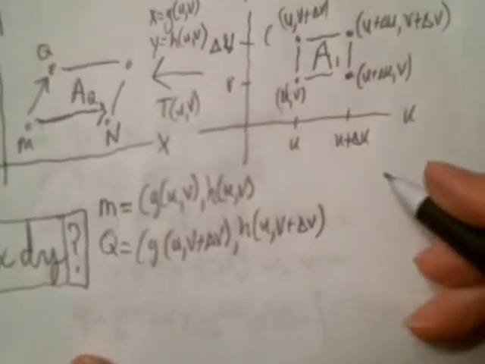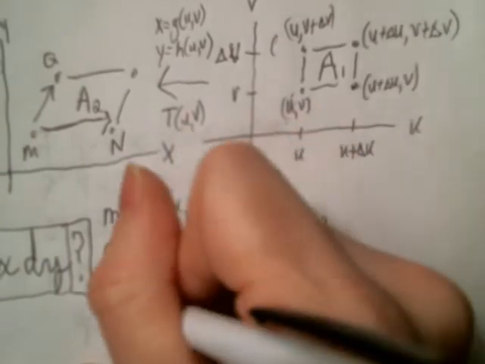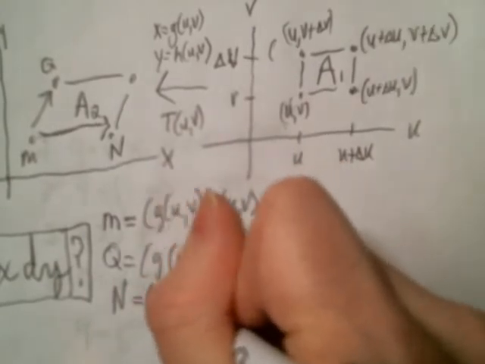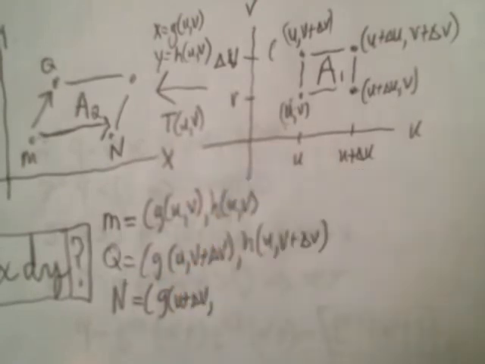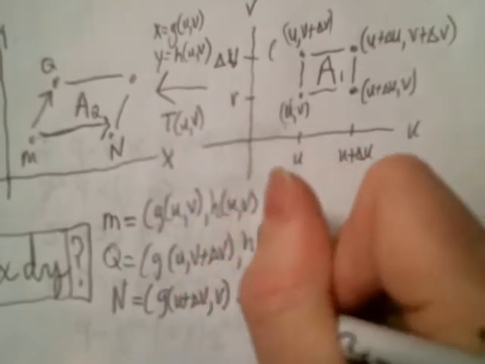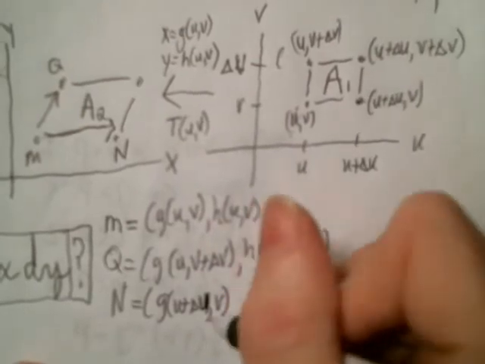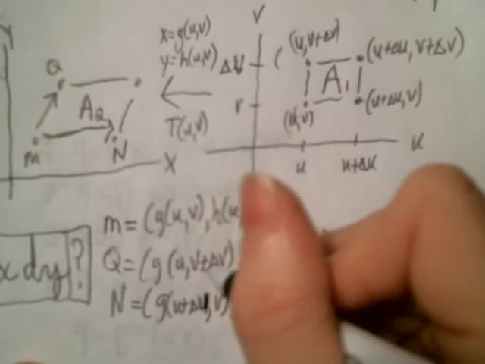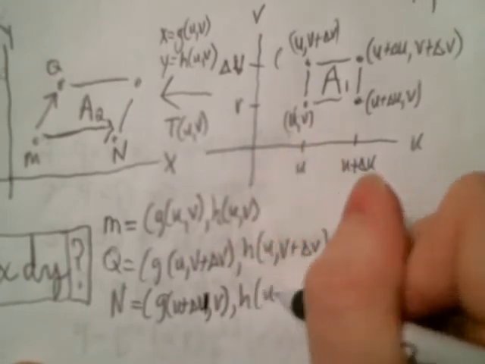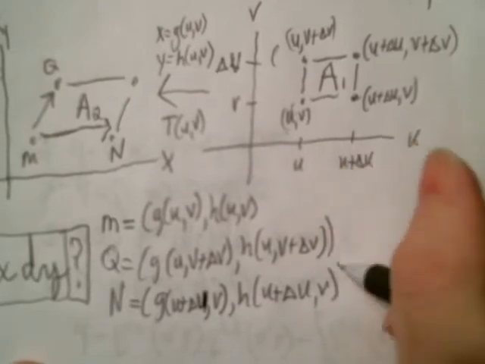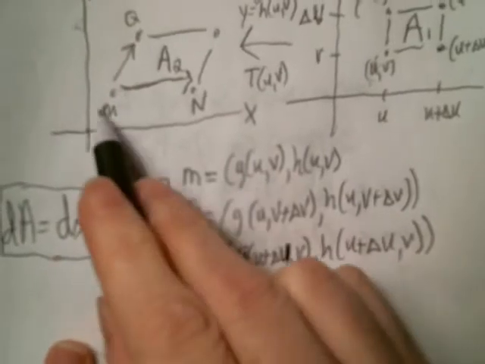So what else? I need N, right, for my vectors. So N is going to be G of u plus change in u, comma v, and then comma H of u plus change in u, comma v. My u's and v's almost look exactly the same. I apologize. Okay. And then I need to figure out these vectors.